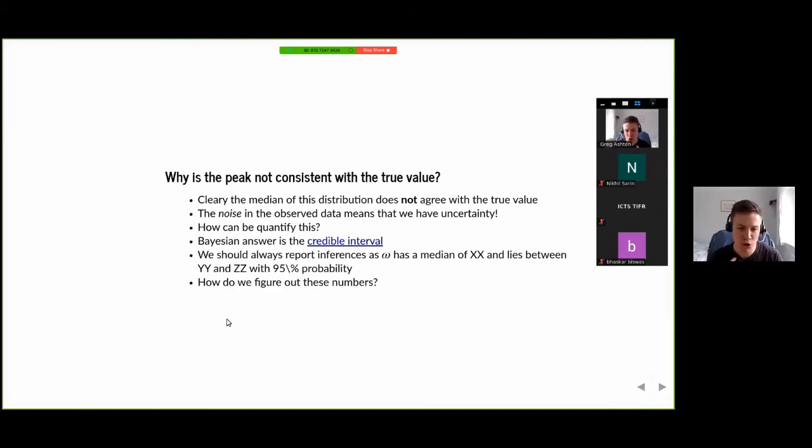How would you know that you had peaked at the right place? How would you sort of quantify that? Well, the Bayesian way to do this is something called the credible interval. What you're interested in is essentially that the value of omega lies, say, with some probability, 95%, between two values. So how do we figure this out?